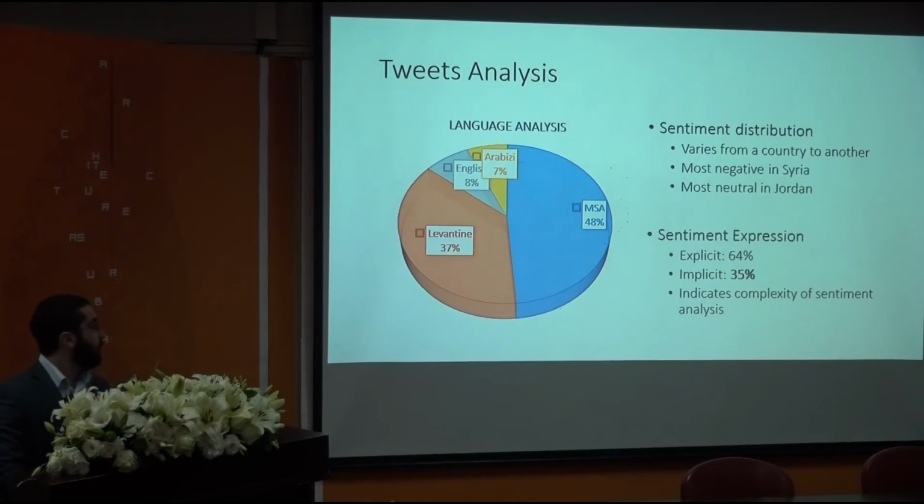Looking at the language distribution, 48% were written in modern standard Arabic, while 37% used Levantine and about 8% a mix of English and Arabic. Now, it's worth noting that the political tweets were most commonly written in MSA, while personal ones were more commonly written in Levantine. Analyzing the sentiment distribution across the countries, we can see that it varies from country to another. The general trend is negative, with the most negative being in Syria due to its ongoing war, and the most neutral in Jordan. And we can see that 64% of the sentiment is expressed explicitly and 35% implicitly, which indicates the complexity due to the implicit 35%.